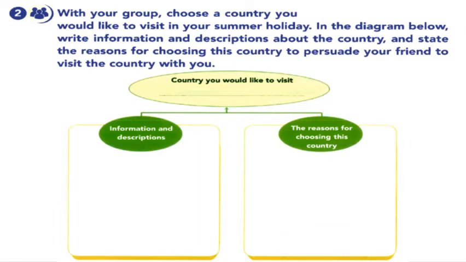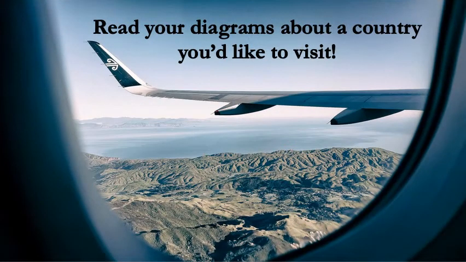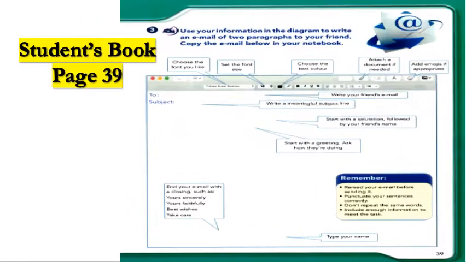Now, write information and descriptions about the country you would like to visit. Mention the reasons for choosing this country. After writing, read your diagrams about a country you would like to visit. Students' book, page 39. Exercise 3. Use your information in the diagram to write an email of 2 paragraphs to your friend. Copy the email below in your notebook.